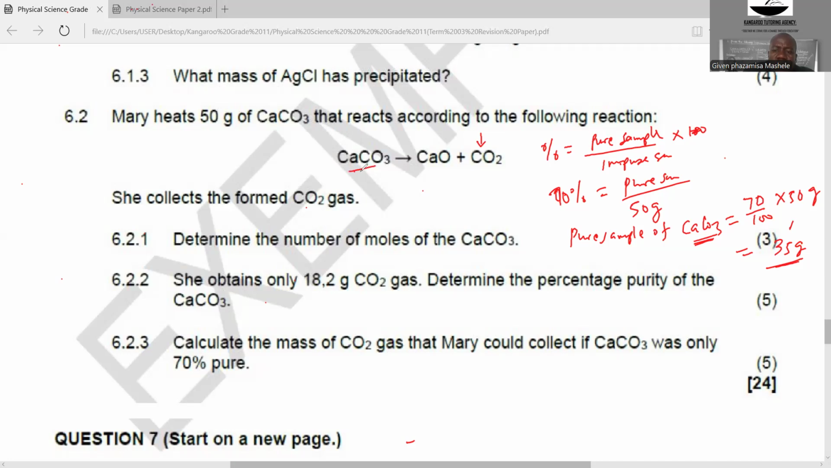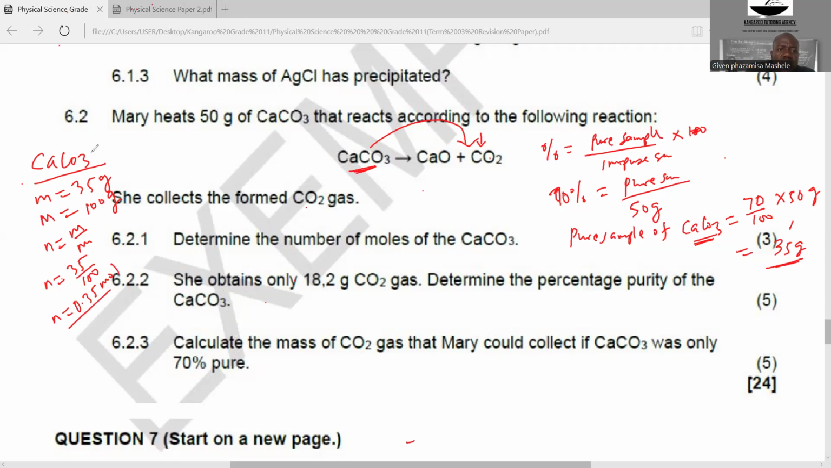And since we know the mass of calcium carbonate, we want to know the mass of carbon dioxide. So we're going to say, okay, fine. For calcium carbonate, we know the pure sample mass is 35 grams. Remember, 35 divided by 50, if you multiply that by 100, gives you 70%. So we can now determine the molar mass. We know the molar mass is 100. So we can find the number of mole, which is mass over molar mass. So it's 35 over 100, which gives us the number of mole of 0.35.